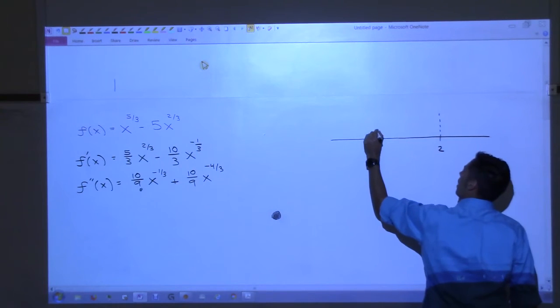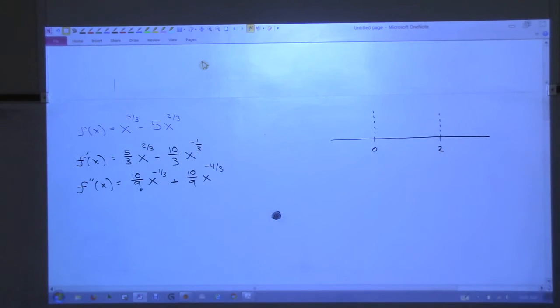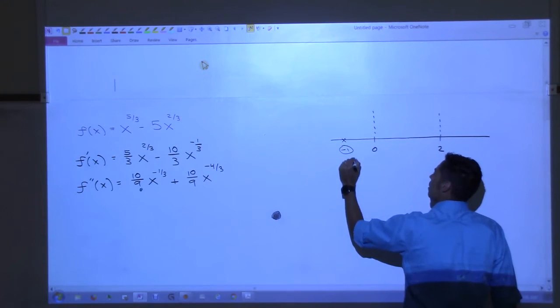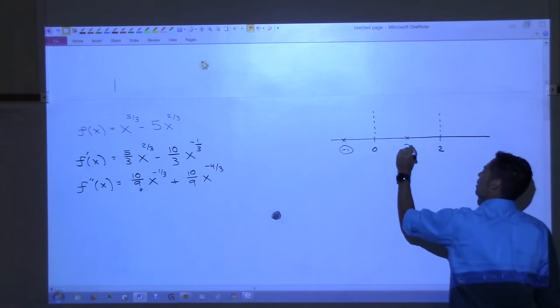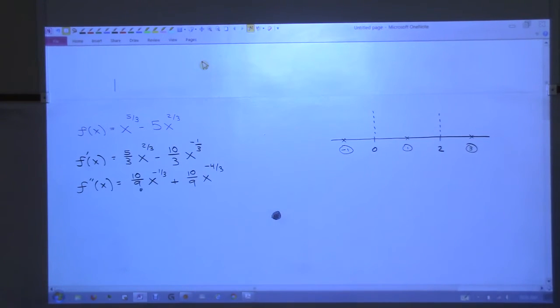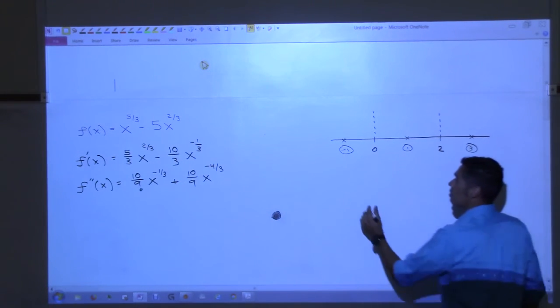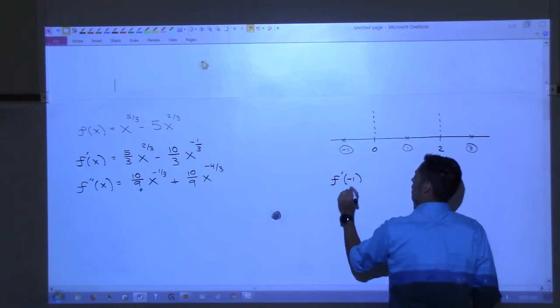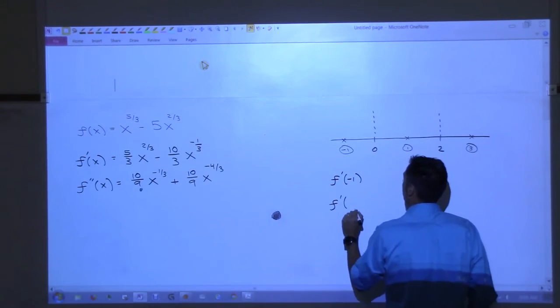Which creates a nice natural partition of my number line into 3 regions. I picked some test points, like let's say -1, and 1's a good one, and let's go with 3. And now plug them in. I'm plugging these into the first derivative, right? I'm plugging them into the first derivative.